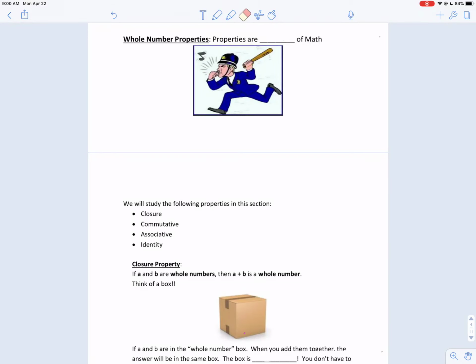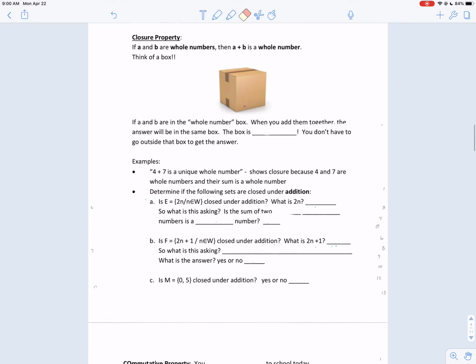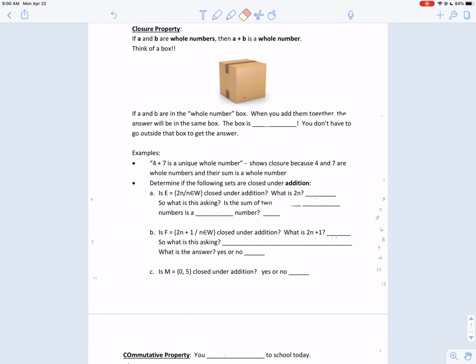In today's video, we're going to be talking about the properties of math. Properties are just the laws of math. So we're going to study 4 properties. The first is the closure property. Anytime you think of closure, I want you to think of a box.